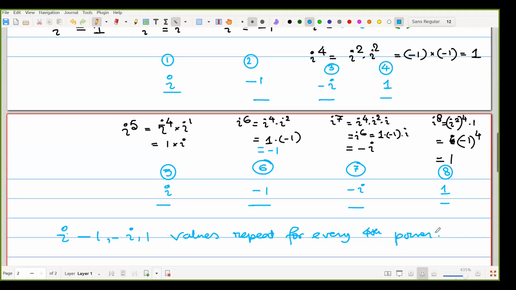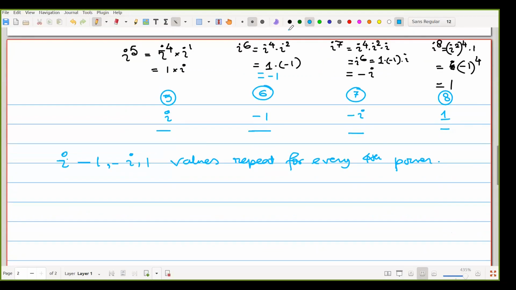Okay, so we can simply write another thing here: i to the power 4 into p is equal to 1, for any p, q or something that belongs to the integers. That is, we have i to the power 4 to the power p. So that is 1 to the power p, which is 1.